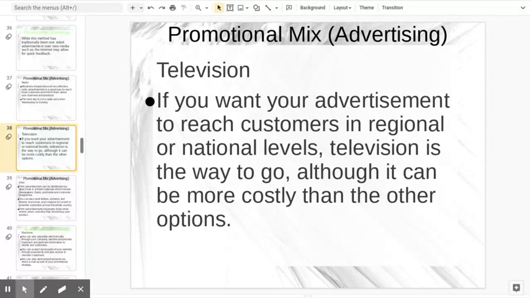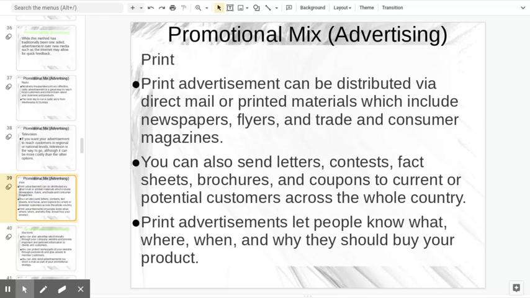Now, this, my friends, has also kind of fallen by the wayside a little bit because of social media. Not as many people are watching television, so not as many commercials are being seen, hence the Super Bowl with all the eyes on it. The third one, after radio and television, is print. Print advertisement can be distributed via direct mail or printed materials, which include newspapers, flyers, and trade and consumer magazines. So all those things we're going to print up. Send letters, contests, fact sheets, brochures, and coupons to current or potential customers across the whole country. Print advertisements let people know what, where.